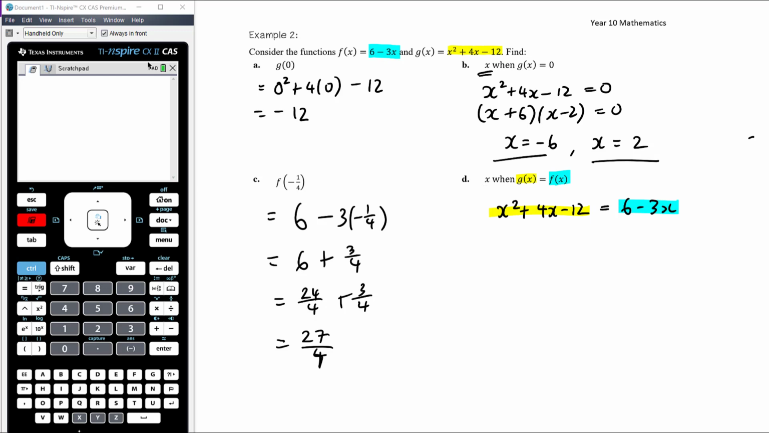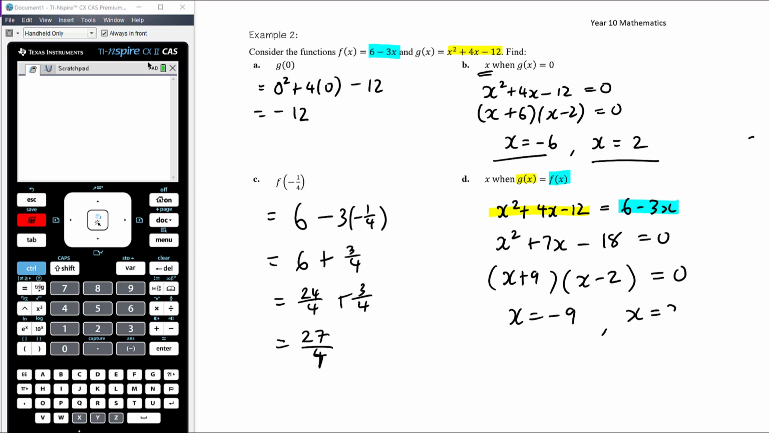Okay, so x squared, I'm going to add 3x to both sides, so it's plus 7x. I'm going to subtract 6, so that's minus 18. Okay, so this factorises again. Factors of negative 18 that add up to 7 are going to be positive 9 and negative 2. So it's x plus 9 and x minus 2, and so we get x equals negative 9 or x equals 2. Again, the question says find x. We have found x.